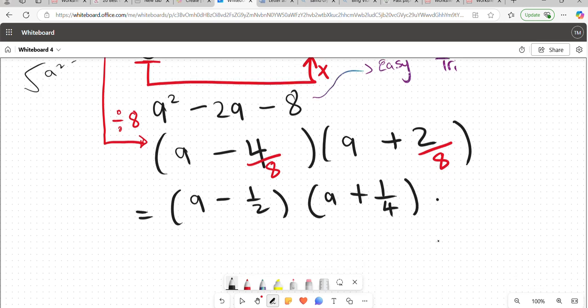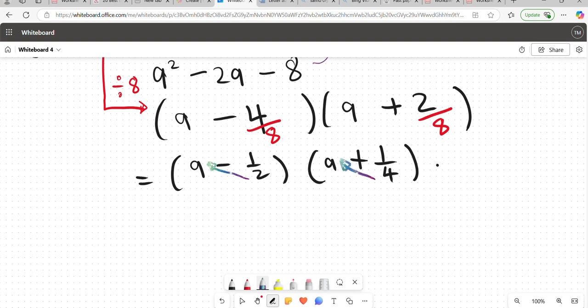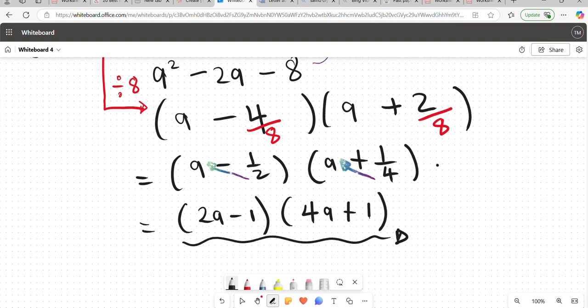But in trinomials, we never want to see these fractions. We never want to work with these fractions. They just look weird. And so what we do is you take this 2 and you times it across to the a. You take this 4, you times it across to the a. And if you do that, it ends up being a 2a minus 1. The numerator of 1 is still there. And this ends up being a 4a with a positive 1. And there we go, grade 10s. This is how you do your trinomials.